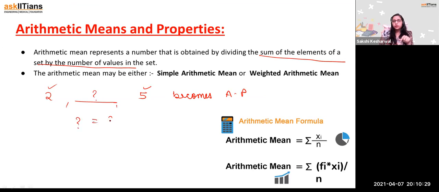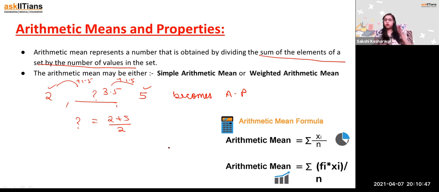So the question mark will be equal to what? 2 plus 5 divided by 2, which is equal to 3.5. Now if you see this, you are adding plus 1.5 and then plus 1.5 again, right or not? So now, when you add it up, you see that the given sequence becomes an AP or not.